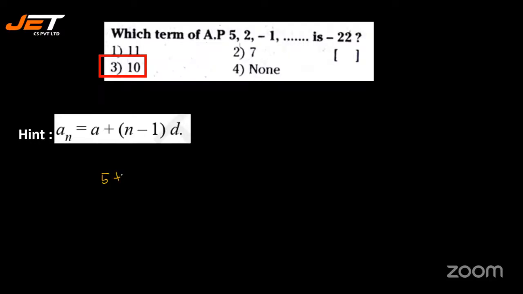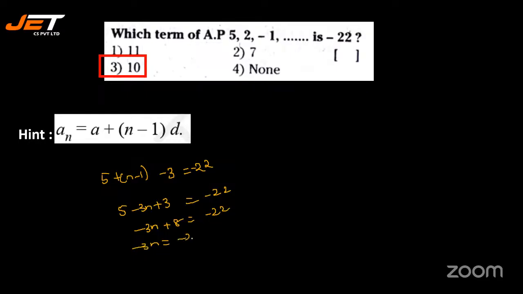a plus n minus 1 into d, 2 minus 5 is minus 3, is equal to minus 22. So 5 minus 3n plus 3 is equal to minus 22. So minus 3n plus 8 is minus 22. Minus 3n is equal to minus 22 minus 8. So minus 3n is equal to minus 30. So minus minus gets cancelled. n becomes 30 by 3, which is n is equal to 10.